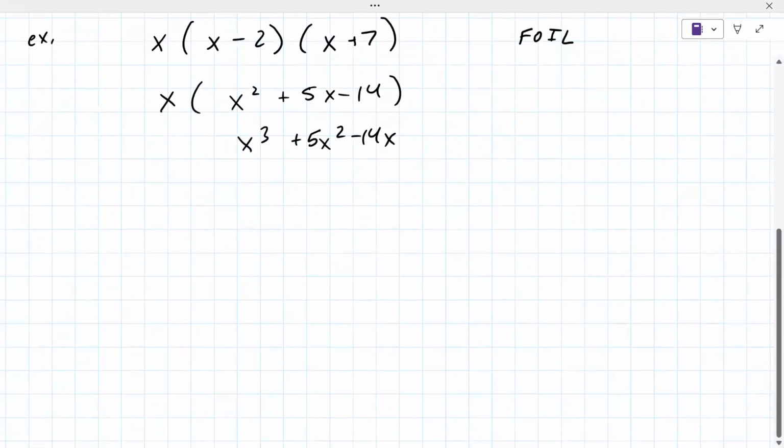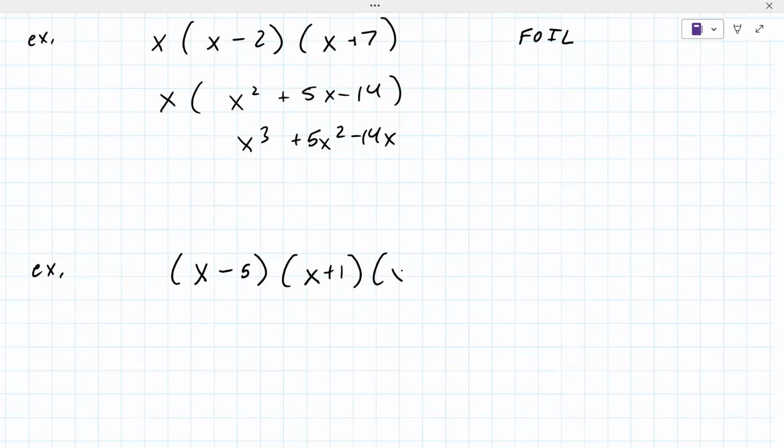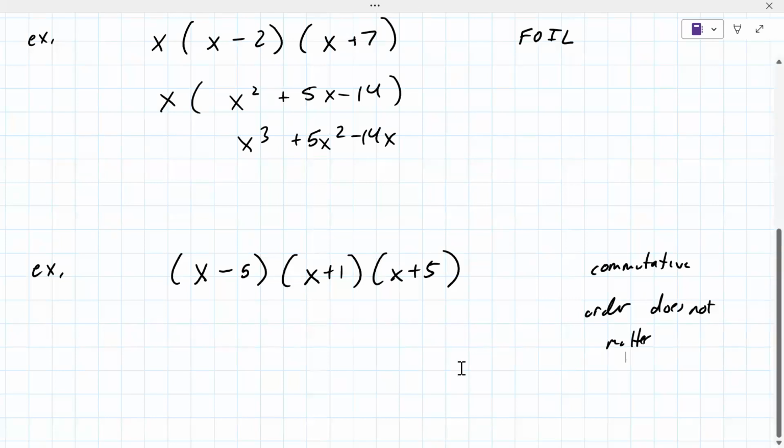We're getting closer to the examples of classes. Like you might get something that's like x minus 5, x plus 1, x plus 5. Now, one thing you should remember about multiplication is that multiplication is commutative, which means that order does not matter. Which two of these binomial pairs should you multiply if order does not matter?